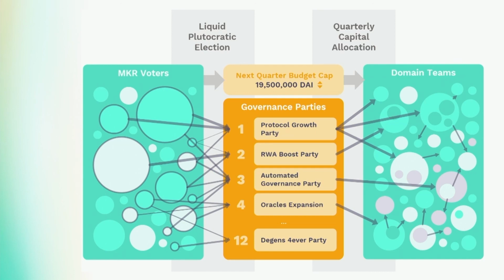MKR voters are already staking their MKR for delegates, and we believe that these delegates, with the limited bandwidth that they have, should team up and form governance parties. Then these delegates, with their governance parties, would be able to fund the core units, the domain teams that are doing the actual work. We call this the liquid plutocratic election model.